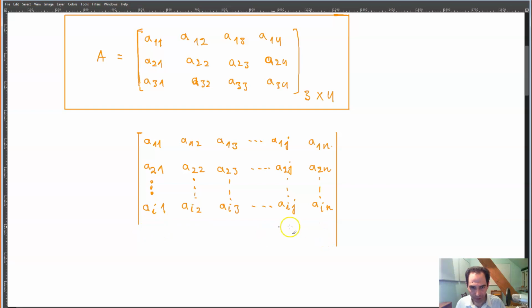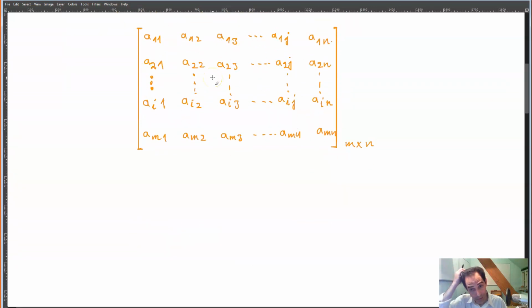And the last row here, assuming that the matrix has m rows, becomes A of m1, A of m2, A of m3, and all the way up to A of mn. And that simply is the general way of writing a matrix of the order m by n. Right, so that is a general way of writing a matrix m by n.